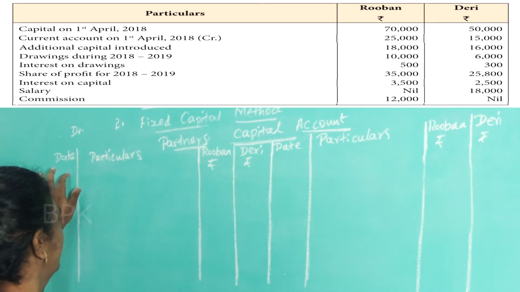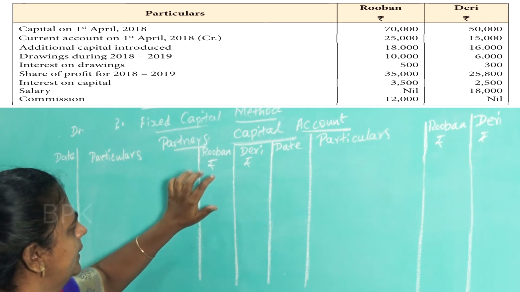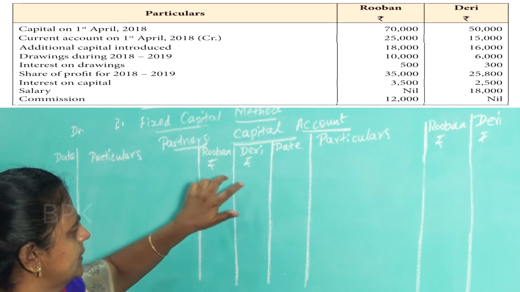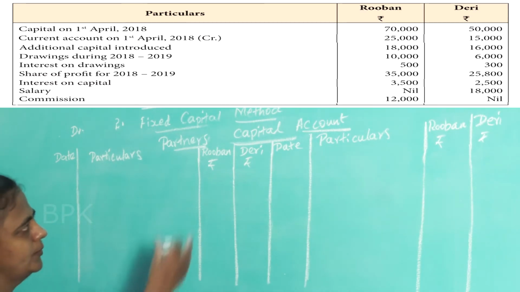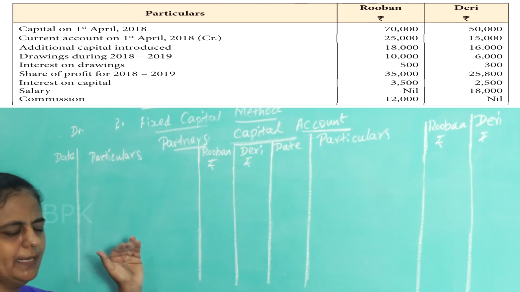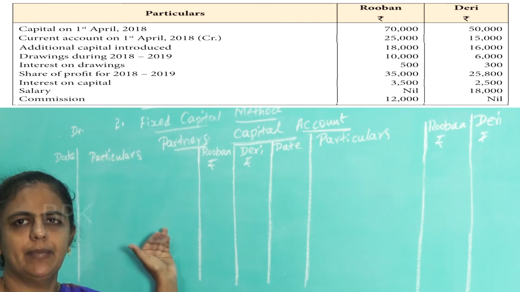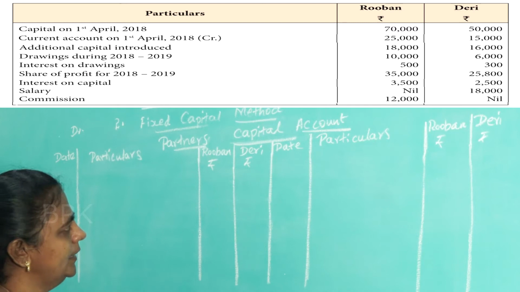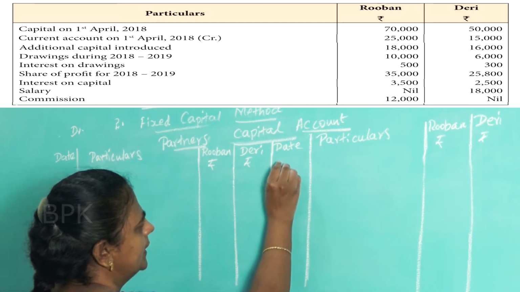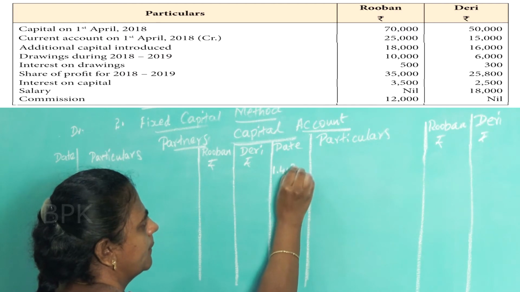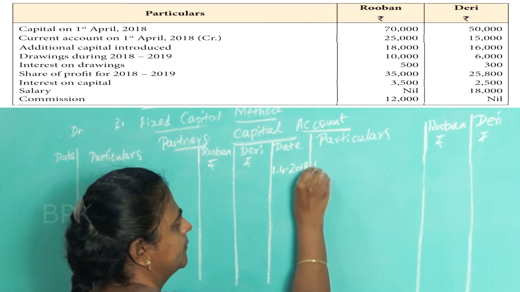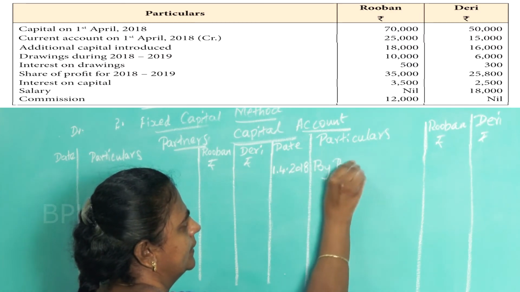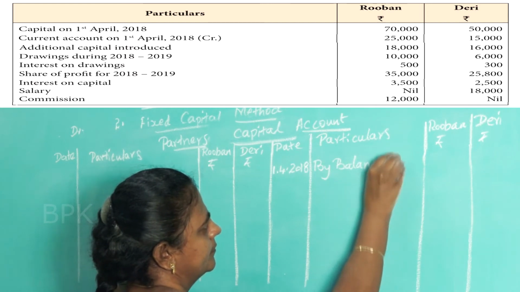So this is the format, date, particulars, and then you have to put the partner's name, the 2 amount columns. Then you see the question, the opening balance of capital account. So here when you are preparing the capital account, what you are going to do? You are going to bring down only the capital balance and if there is any additional capital. Okay. So bring down the capital, 1/4/2018, by balance brought down.